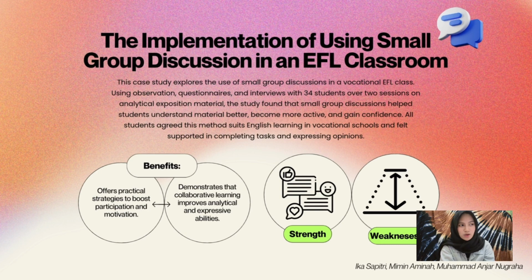The implementation of small group discussion in an EFL classroom. So the fifth article explores how small group discussion can be implemented in a vocational EFL classroom. The researchers conducted their study in a vocational school. The study found that group discussion helps students understand material better, become more active, and gain confidence. All students agreed that this method suits their learning context well and helps them express their opinions.